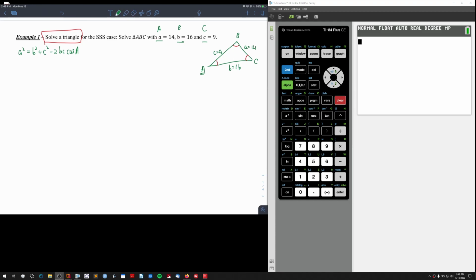Alright, so let's plug stuff in that we know and then find what we don't know. So what do I know? I know side A is 14. So 14 squared equals, I know B is 16 squared plus C, they told me, is 9 squared minus 2 times 16 times 9 times cosine A. I don't know A. This is the unknown. This is what I want to know.